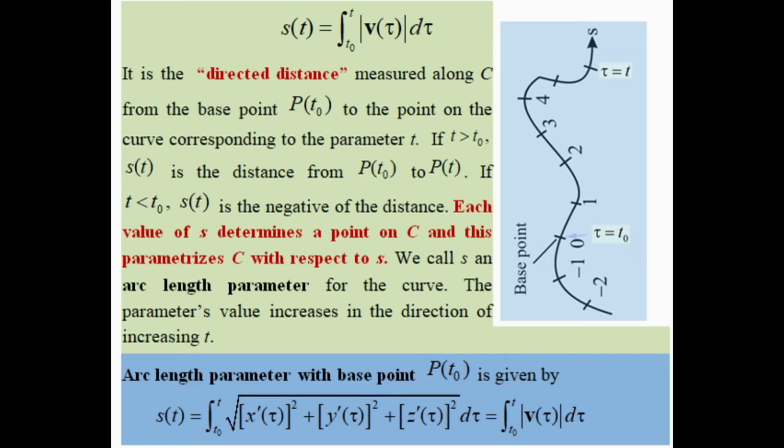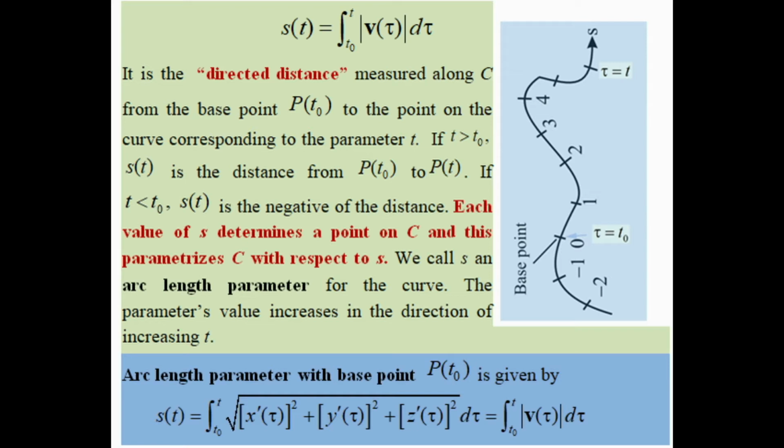It is the directed distance measured along C from the base point P of t naught to the point on the curve corresponding to the parameter t. If t is greater than t naught, s of t is the distance from P of t naught to P of t. If t is less than t naught, s of t is the negative of the distance. Each value of s determines a point on C, and this parameterizes C with respect to s. We call s an arc length parameter for the curve. The parameter's value increases in the direction of increasing t.